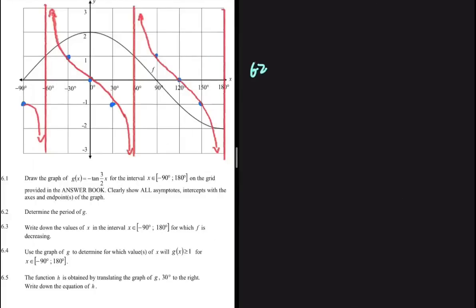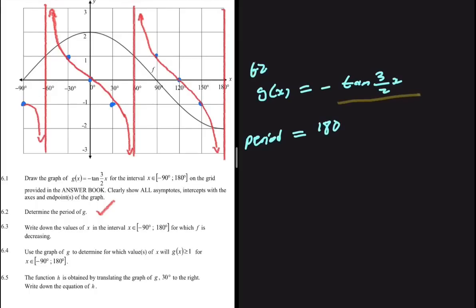Let's move to the following question, 6.2. We're supposed to determine the period of g. First of all, g of x is equal to minus tan of 3 divided by 2 x. And now we're looking for the period of g of x. The period of tan of x is equal to 180. But we don't have tan of x, we have minus tan 3 divided by 2 x. So how do we go from the period of tan of x to the period of minus tan 3 divided by 2 x?